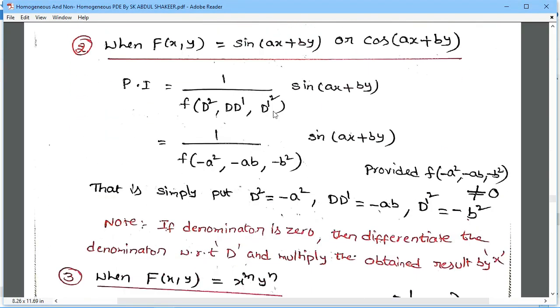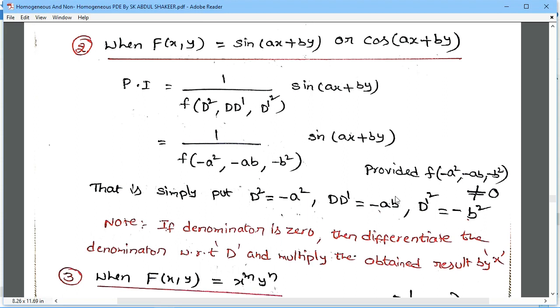Suppose the right hand side of the equation contains trigonometric functions like sine of ax plus by or cos of ax plus by. If we take sine of ax plus by, here the x coefficient is a, the y coefficient is b. Here in the operator f of d square, d dash square, we just have to replace d square as minus a square, d dash square as minus b square, and dd dash as minus ab, whenever the denominator function value is not equal to 0 while putting these values.